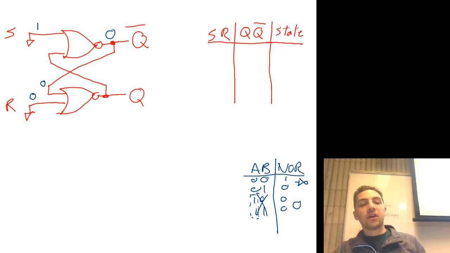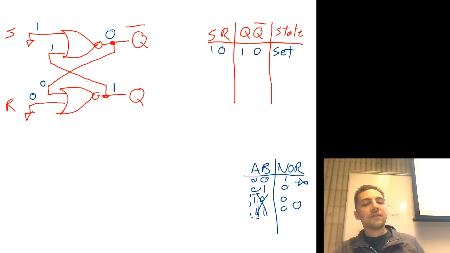And 0 NOR 0 is a 1. Now again, that 1 is going to propagate over here, but it doesn't change anything. 1 NOR 1 is the same as 1 NOR 0. So this is a stable configuration. We get a 1 on Q, a 0 on Q bar. This is what's known as the set state.